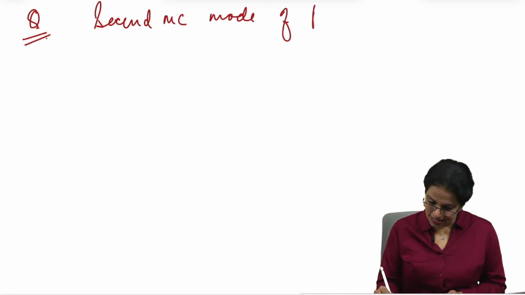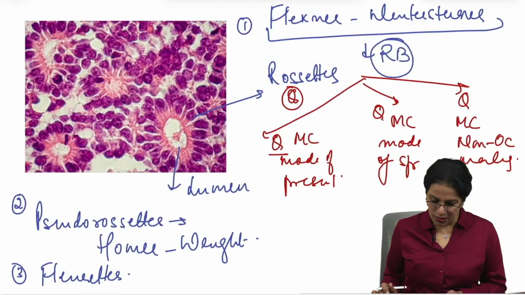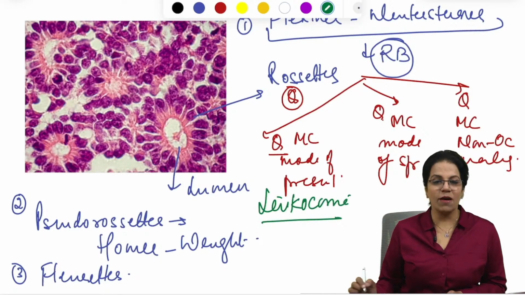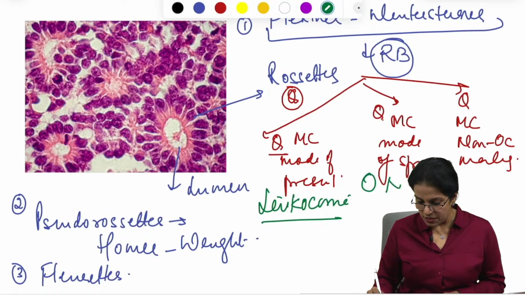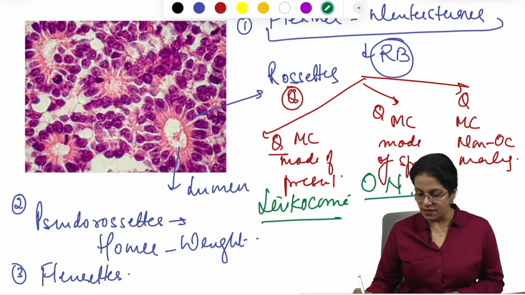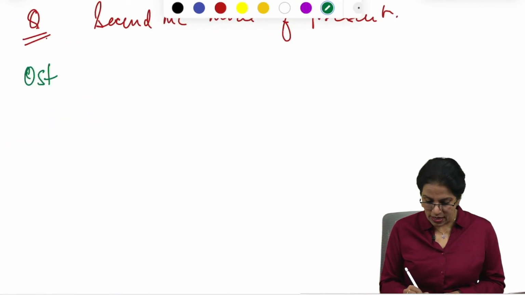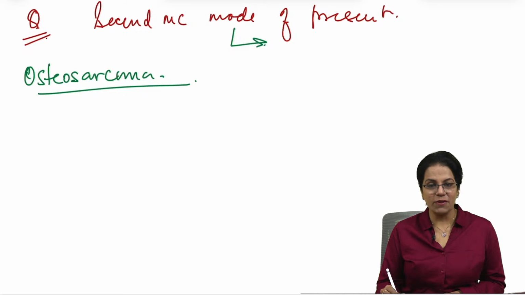Okay, let me see what you all have answered. Yes, leukocoria. Most common mode of presentation is leukocoria. We all know this is white eye reflex, that is leukocoria. What is the most common mode of spread? This has been a point of confusion. You should answer through the optic nerve. And the most common non-ocular malignancy, I am writing here, is osteosarcoma. Right? So osteosarcoma.